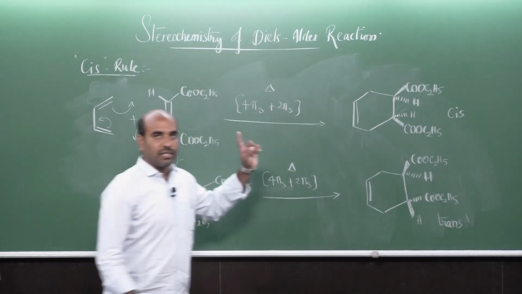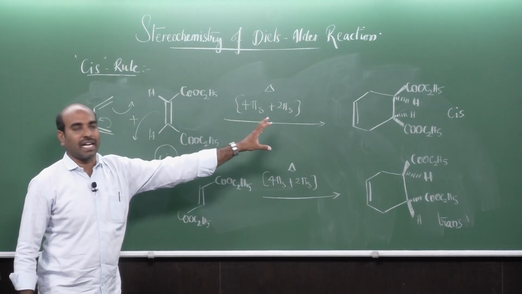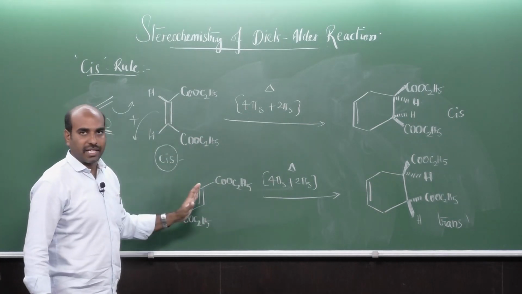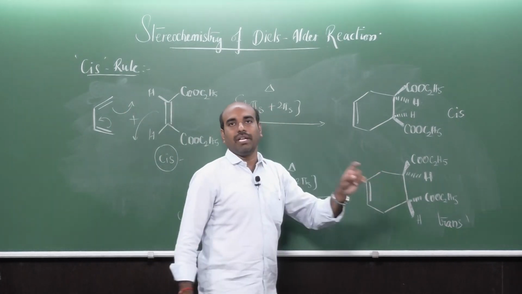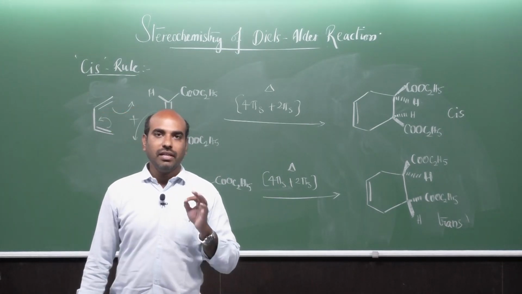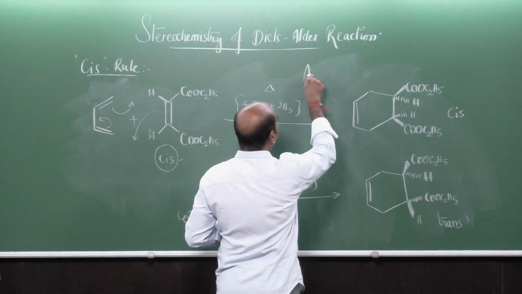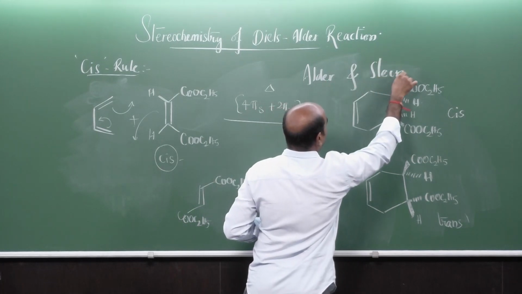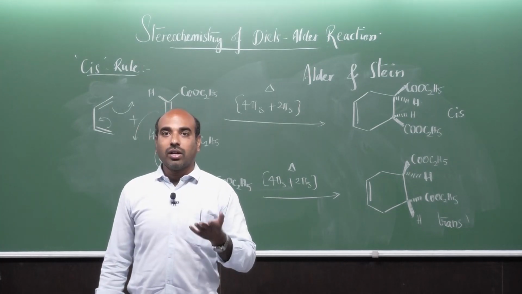So, if the cis dienophile is used, the stereochemistry of the dienophile part in the cyclic adduct will still be cis in nature. If the trans dienophile is taken, the dienophile part of the cyclic adduct molecule will always be in the trans manner only. So, this is nothing but the cis rule proposed, or the empirical rule developed, by Alder and Stein. Okay. So, now we will look into the Alder's endo rule.